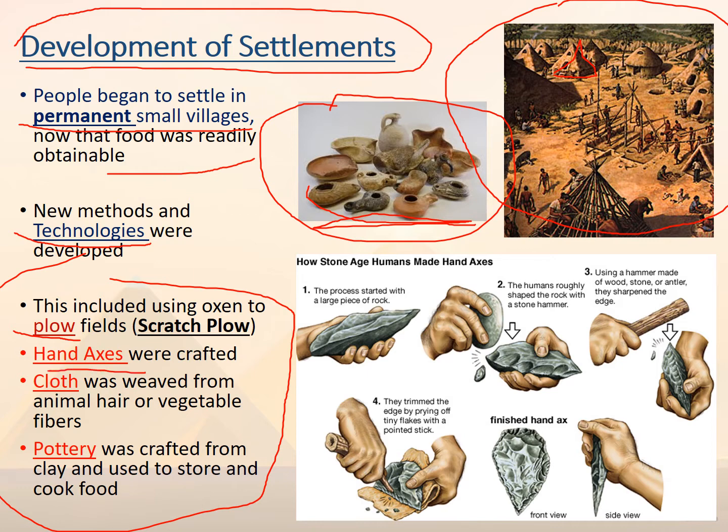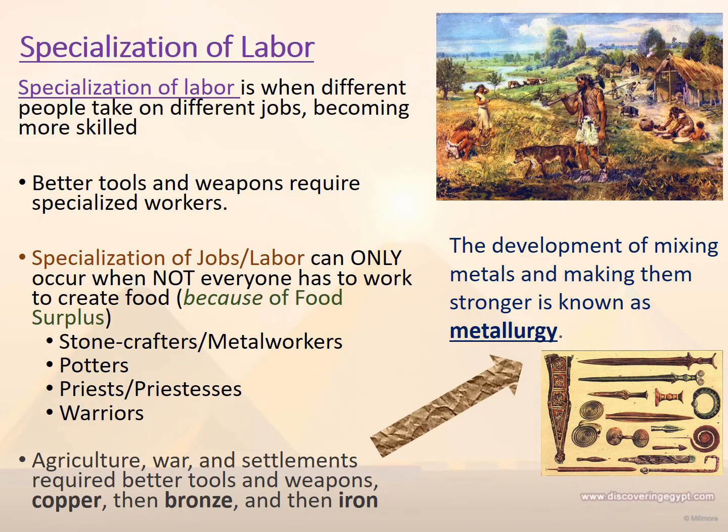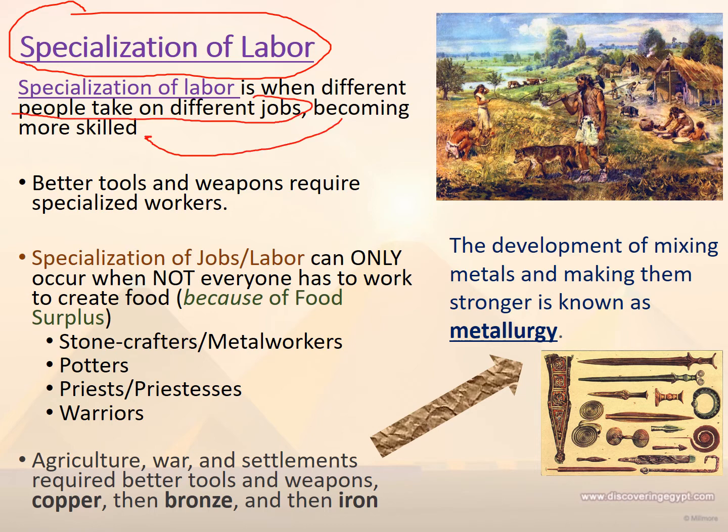We had better hand axes. We created better cloth out of both animal fiber and plant fiber. And we had early forms of pottery, which is used to cook and store food. So all of this is chaining from agriculture. Finally, now that we have settlements, we are planting food, we have animals, we have our little villages we're living in, you're going to start to see specialization of labor: when different people within a society take on different jobs, becoming more skilled at them.